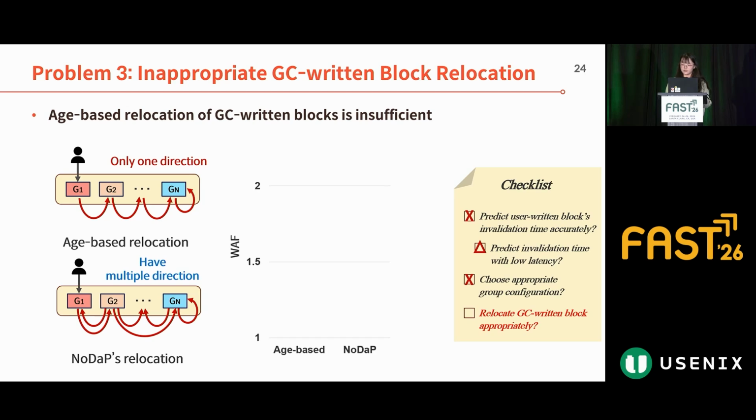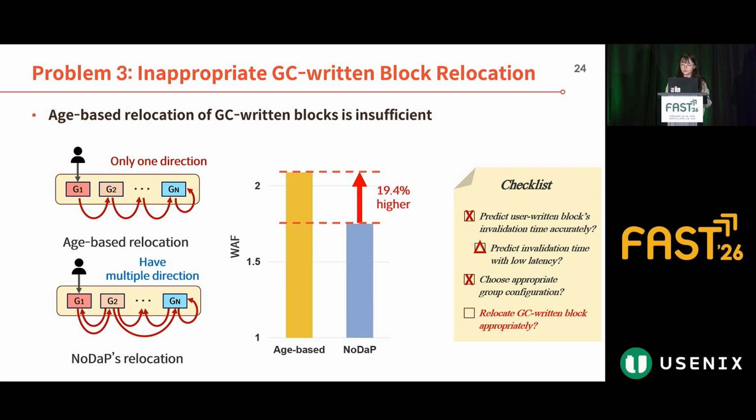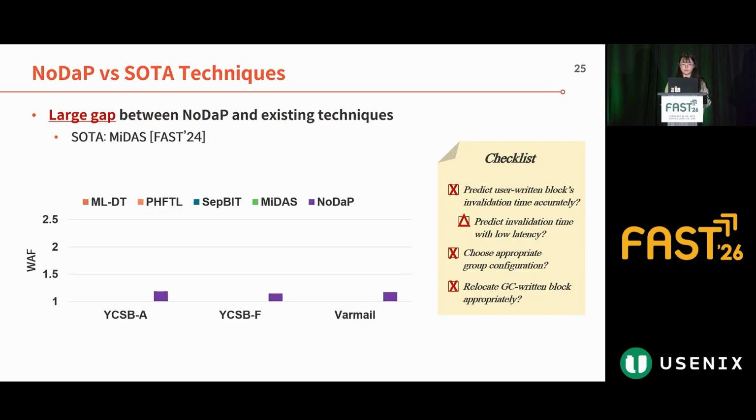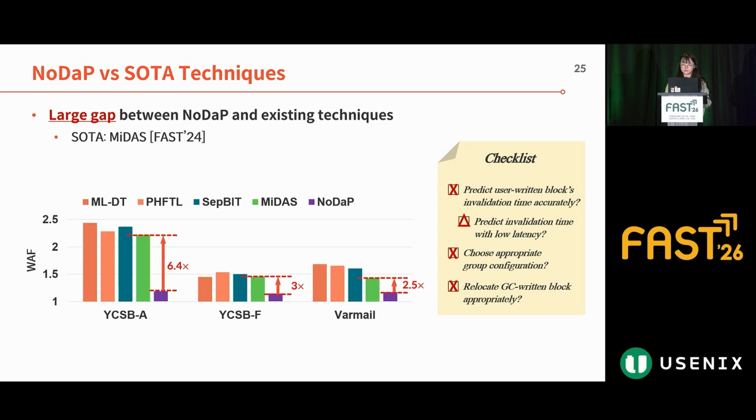We measured WAP under age-based and under NoDaP's relocation policy. And we found that age-based relocation increases WAP by 19% compared with NoDaP, which indicates that existing techniques fail to relocate GC-written blocks to appropriate groups. Due to these 3 limitations, existing techniques exhibit higher WAP than NoDaP. As shown in the overall WAP results, the techniques show at least 2.5 times higher WAP than NoDaP.